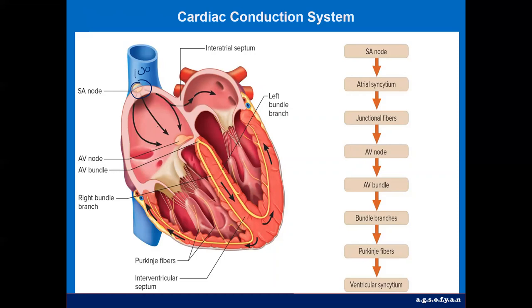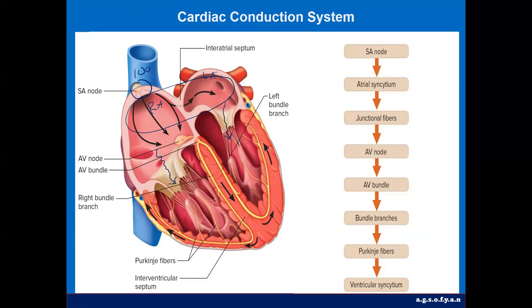Okay? From here, then the contraction will be sent into the left side of the atrium. Therefore, both the right atrium and the left atrium muscle will be contracted at the same time. So there is a contraction on the atrium, okay, right and left. When this atrium contracted, then the blood will be pushing down to the ventricle.